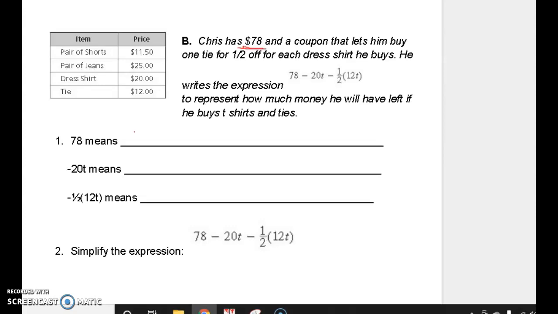Yep, 78 means the amount he started with. Amount he starts. And you can type this, guys. You don't have to use your mouse. Now, minus 20t. What's 20t all about? Well, if I come here, oh look, that's the price of a dress shirt. So you're going to take away the price of each dress shirt.